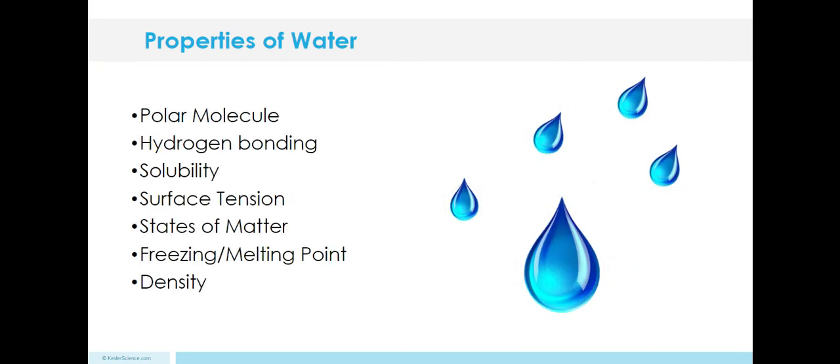These terms should look familiar to you. They are the main vocabulary that goes with this unit, and we will be covering them in this PowerPoint, starting with the polar molecule, hydrogen bonding, solubility, that's the whole water as a universal solvent. We'll be looking at surface tension, states of matter we're not spending that much time on because that was the PowerPoint from last week. We'll be looking at freezing and melting point. We'll go over density and why water's density is different from other liquids. And then lastly, we'll be covering specific heat capacity.